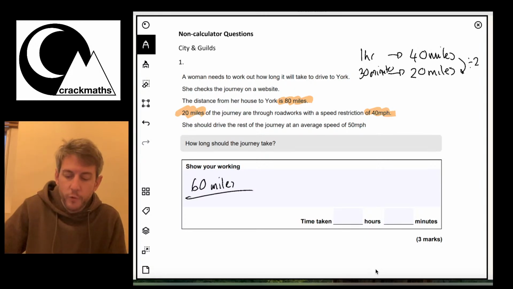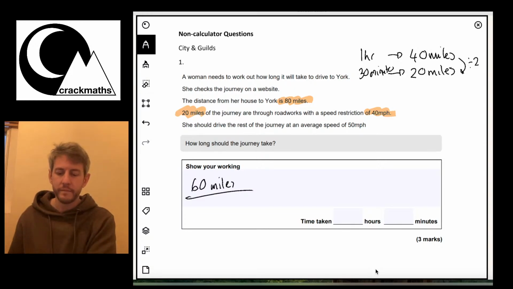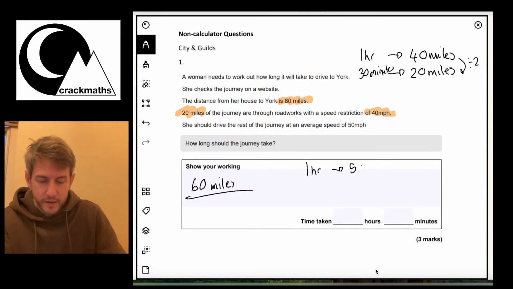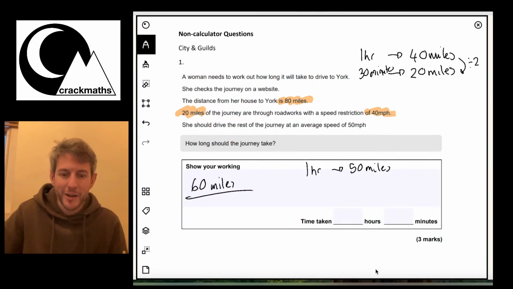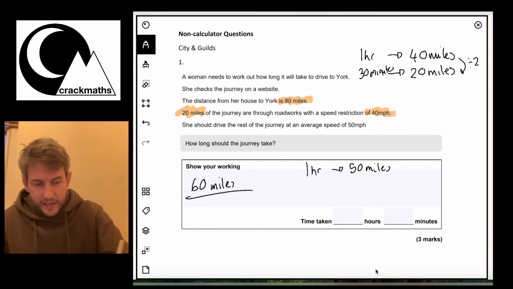Now, we're told that she should drive the rest at a speed of 50 miles per hour. So that means in 1 hour, she does 50 miles. So I'm going to write that down here. 1 hour is 50 miles. Okay, so in that case, if she's got 60 miles, I know that 50 of them are going to take 1 hour, okay? So we're then just looking at the last, so, 1 second, I'll bank that over here.